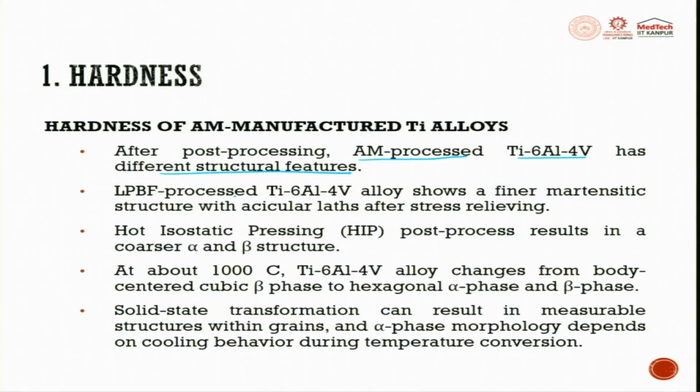The laser powder bed fusion processed Ti6Al4V alloy shows a finer martensitic structure with acicular lath after stress relieving. Hot isostatic pressing post processing results in coarse alpha and beta structure. At about 1000 degrees Celsius, Ti6Al4V alloy changes from BCC beta phase to hexagonal alpha phase and beta phase. So, you see there is a complete change in phase itself when you do annealing or a post processing process.